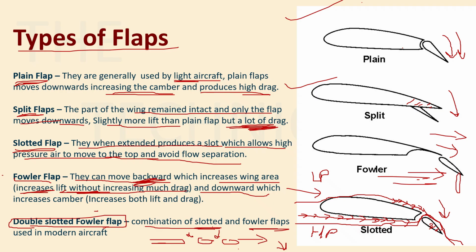So this would be your double slotted Fowler flap. Fowler flaps, just remember that they can move backward and downward. When they move backward, they provide extra lift without increasing much drag. And when they move downwards, they provide extra lift with increased drag, which is ideal for landing. And only backward is ideal for your takeoff.